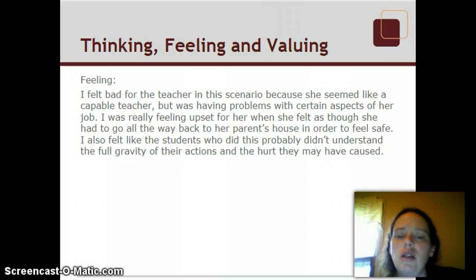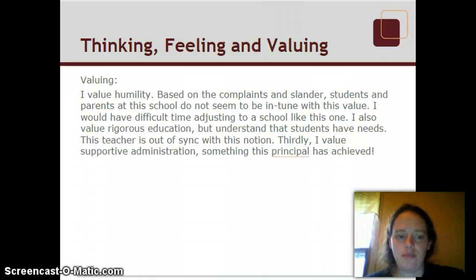I also felt like the students who did this probably didn't understand the full gravity of their actions and the hurt that they probably caused another person.